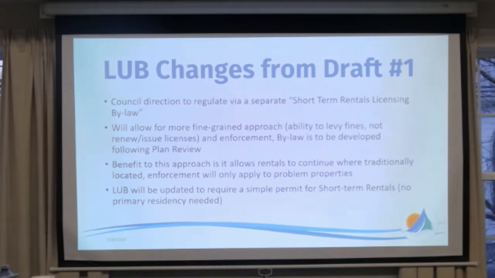From the land use bylaw, we were kind of stuck with, okay, if you're in a residential zone, here's a set of rules, here's how it works. With the licensing bylaw, we can have regulations or stipulations around, for example, validated complaints: if you get a certain number of complaints, maybe you don't get your license for a year, or there are financial penalties. Those kinds of bylaws are much more nimble and flexible in how they can be drafted to address what I would call problem rentals, as opposed to blanketing everybody with the same brush. So that was the discussion from council.